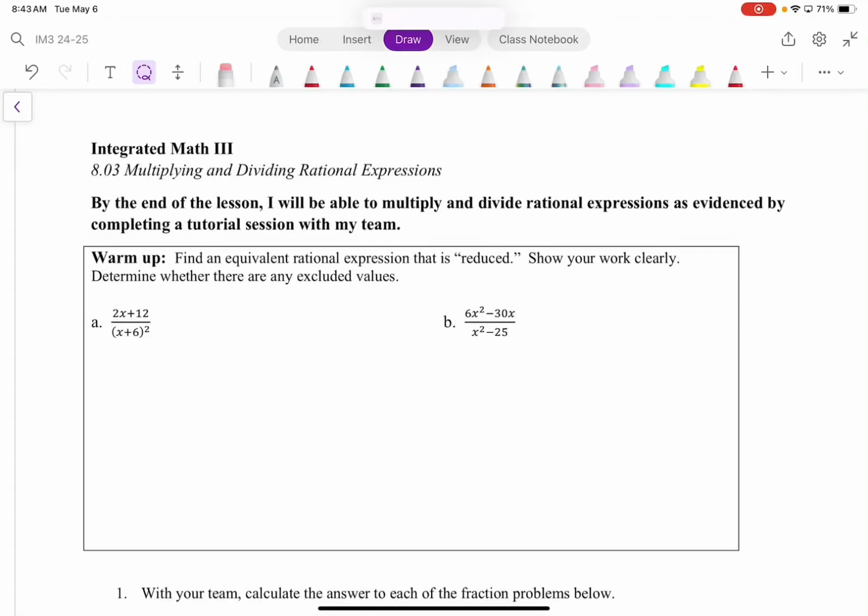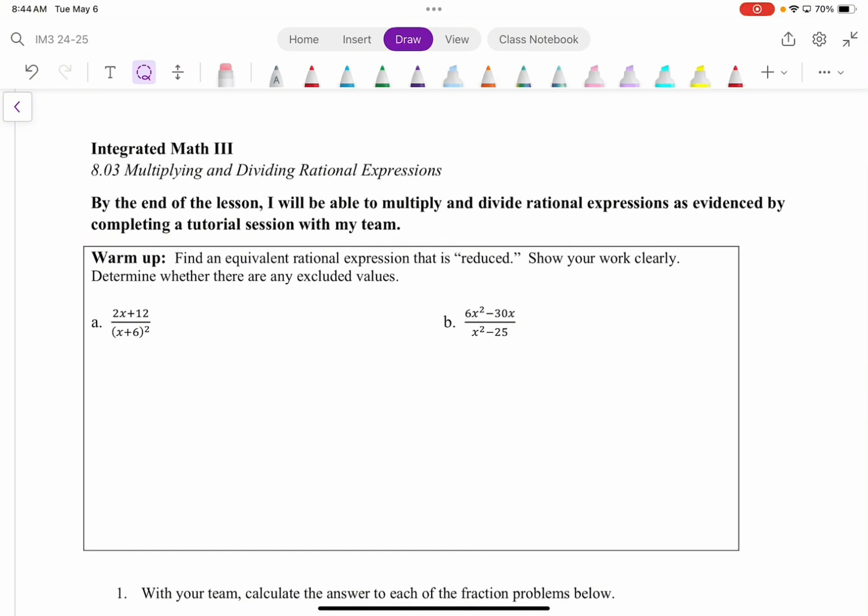So today we will be multiplying and dividing rational expressions. Now, what I want you guys to do in the next few minutes is find an equivalent rational expression that is reduced. In other words, look at these problems in the warm-up, parts A and B, and simplify them. What does that look like?